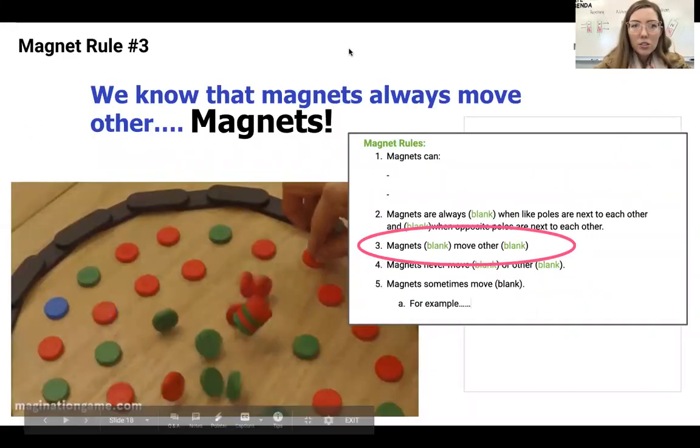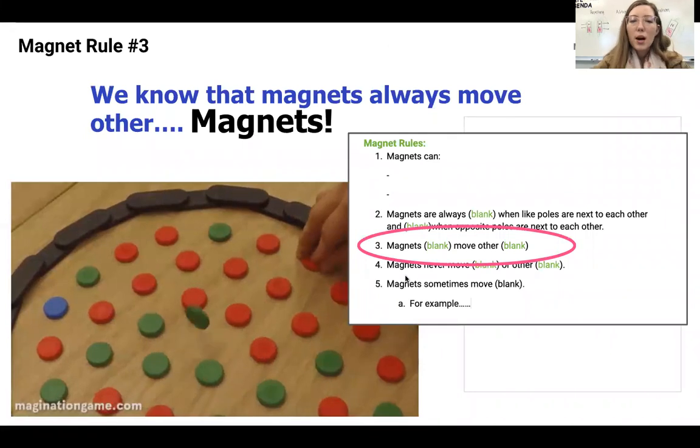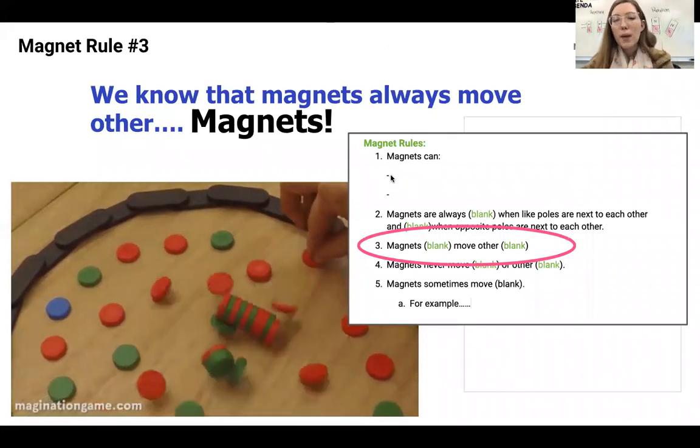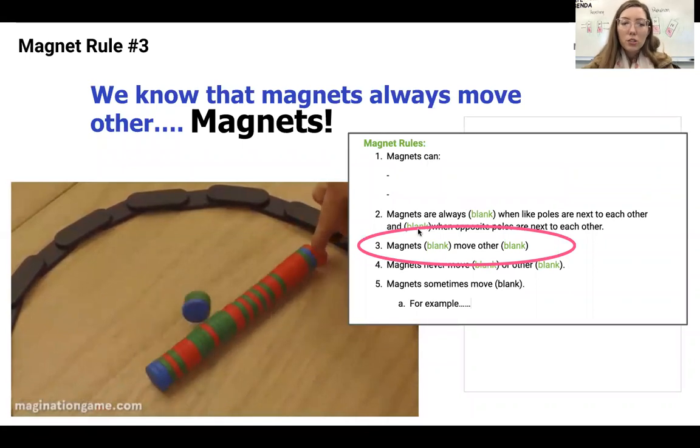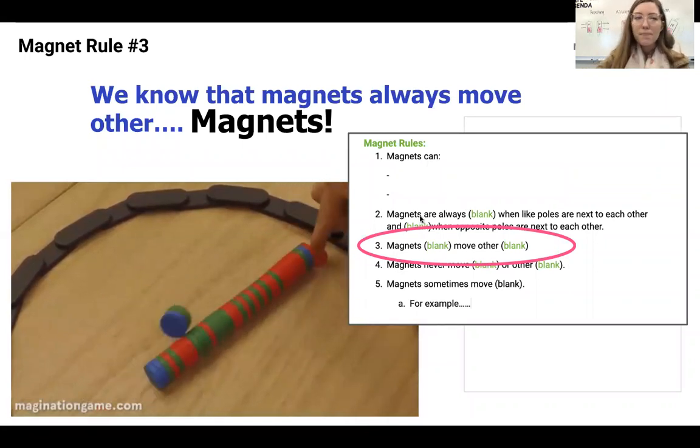Okay, now on to the magnet rules. As you know, we've already filled in magnet rule number 1 and also number 2. Now we're moving on to 3, 4, and 5.